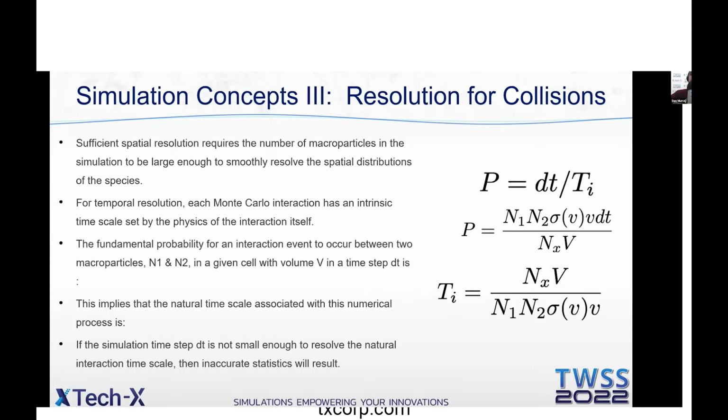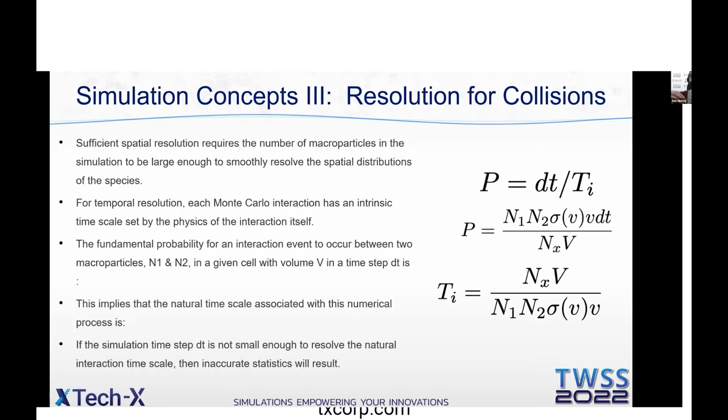There's spatial resolution for the particles, and that is essentially just making sure that we have enough macro particles in the simulation to be smoothly resolved across all cells. So for instance, again, if we have 100 cells in our simulation and we only have 10 macro particles, that's an issue of spatial resolution. That's one particle per 10 cells. We're not really getting any useful information out of it.